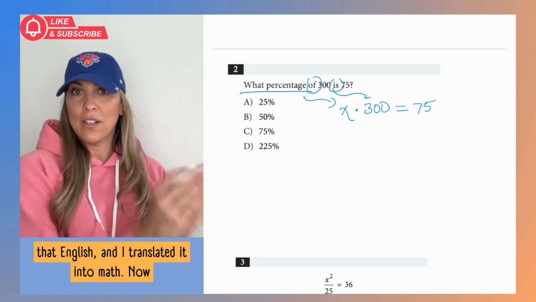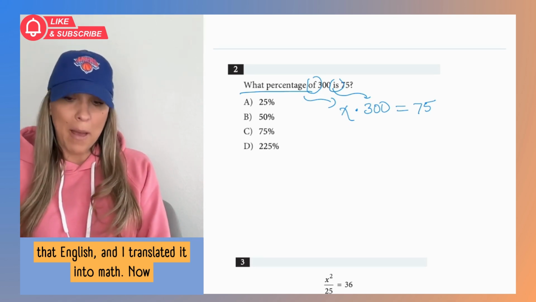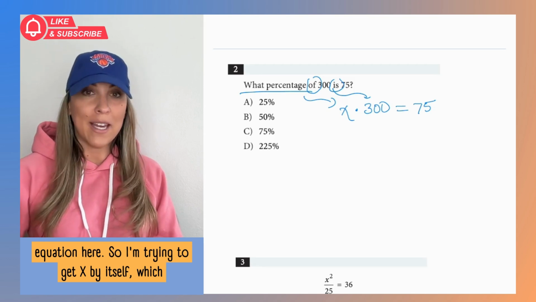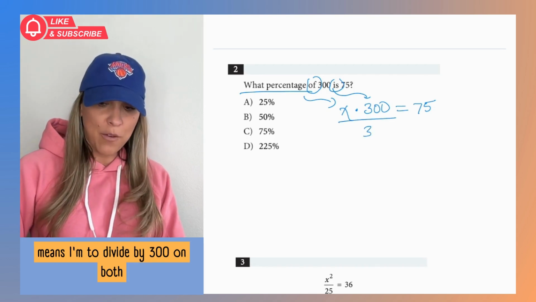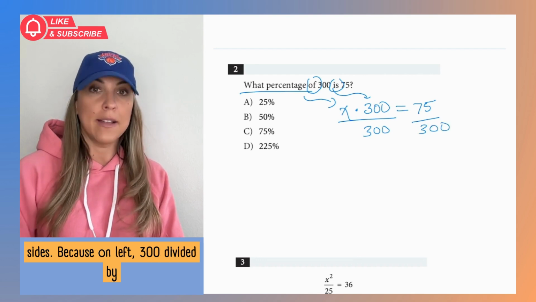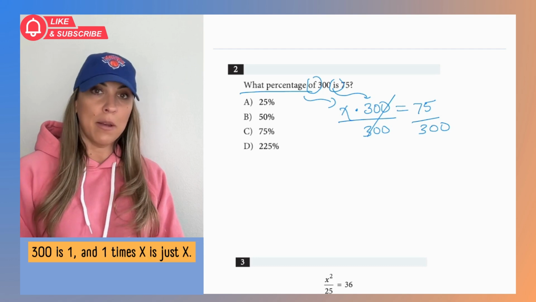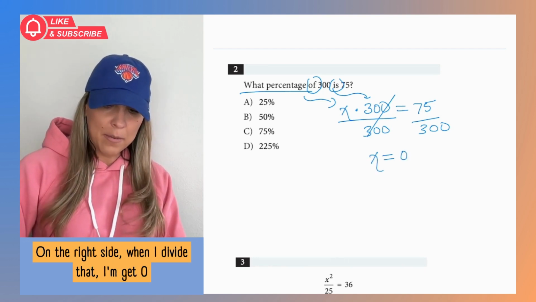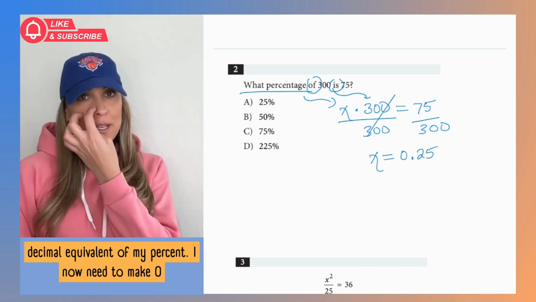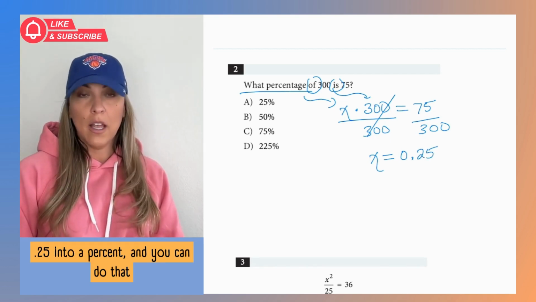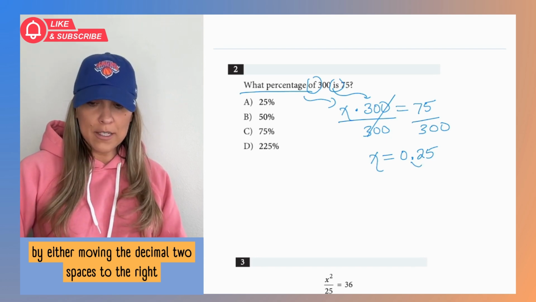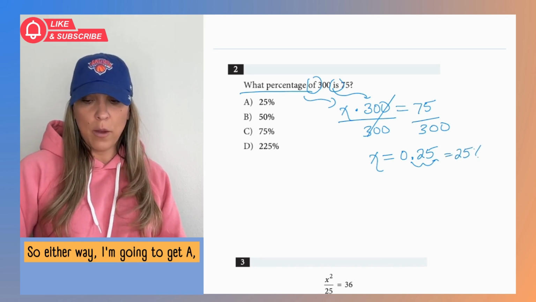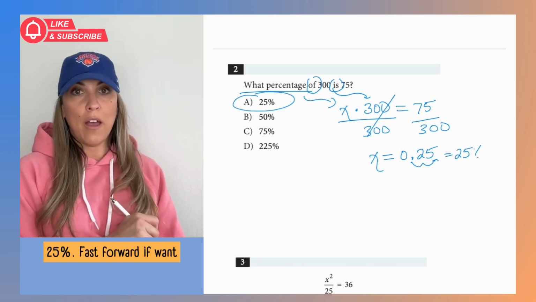So all I did was I took that English and I translated it into math. Now that I have an equation, I just need to know how to solve a one-step equation here. So I'm trying to get x by itself, which means I'm going to divide by 300 on both sides. Because on the left, 300 divided by 300 is 1, and 1 times x is just x. On the right side, when I divide that, I'm going to get 0.25. I now need to make 0.25 into a percent, and you can do that by either moving the decimal 2 spaces to the right or multiplying by 100. Those both mean the same thing. So either way, I'm going to get 25%.